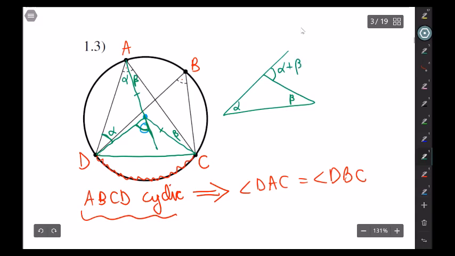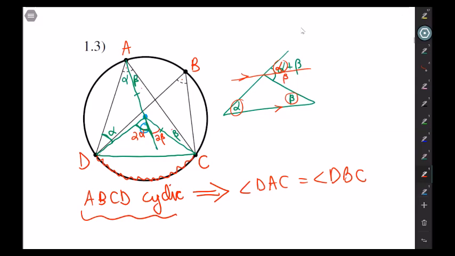One way to prove it is to draw a parallel line to this. Because of corresponding angles, this is alpha, this is alpha. By alternate interior angles, this is beta, this is beta. So that's what I'm using. Therefore, this portion is 2 alpha, and as a result, this portion here is beta, beta, so this one should be 2 beta. We kind of proved that the central angle is twice the angle A. Angle A is alpha plus beta, and the central angle is 2 alpha plus 2 beta.